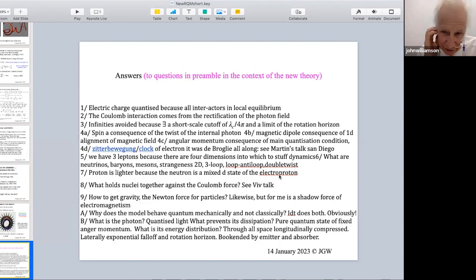What's its energy distribution? What are we talking about? The photon I've given a wave function for, it's quantized light. What prevents its dissipation is it's really only at one point in space-time. There is nowhere for it to dissipate. It's a pure quantum state of fixed angular momentum. What's its energy distribution? Well, it's a falling exponential laterally, and it's a wave longitudinally. Through all space longitudinally and compressed laterally exponentially. Bookended by emitter and absorber.